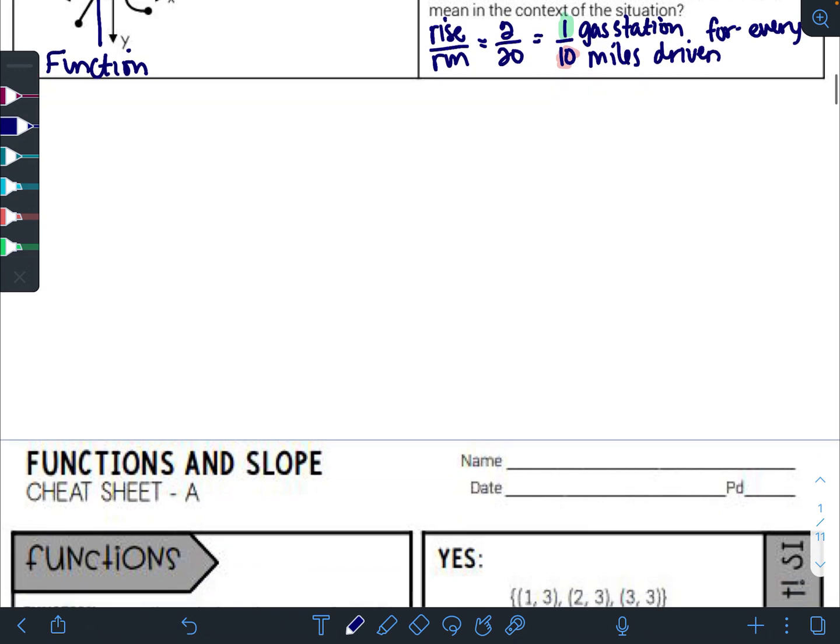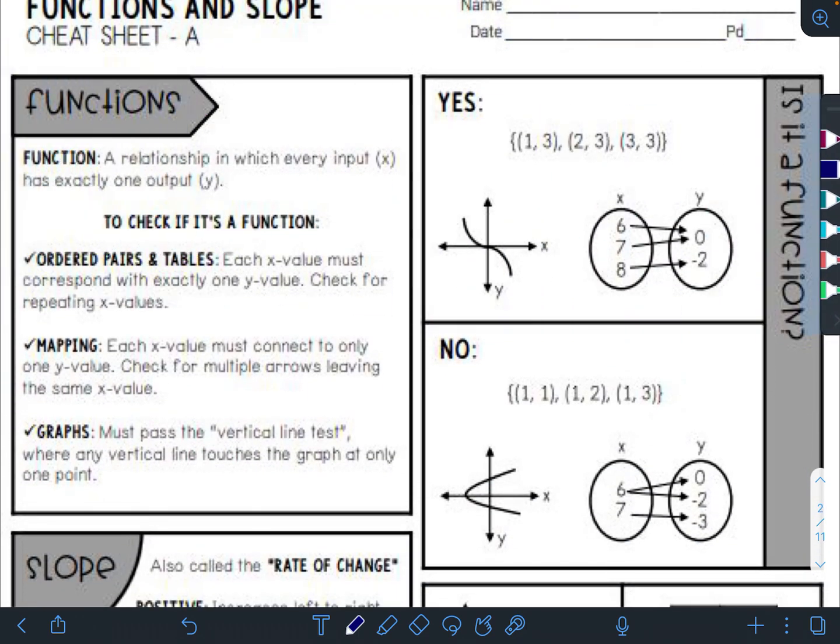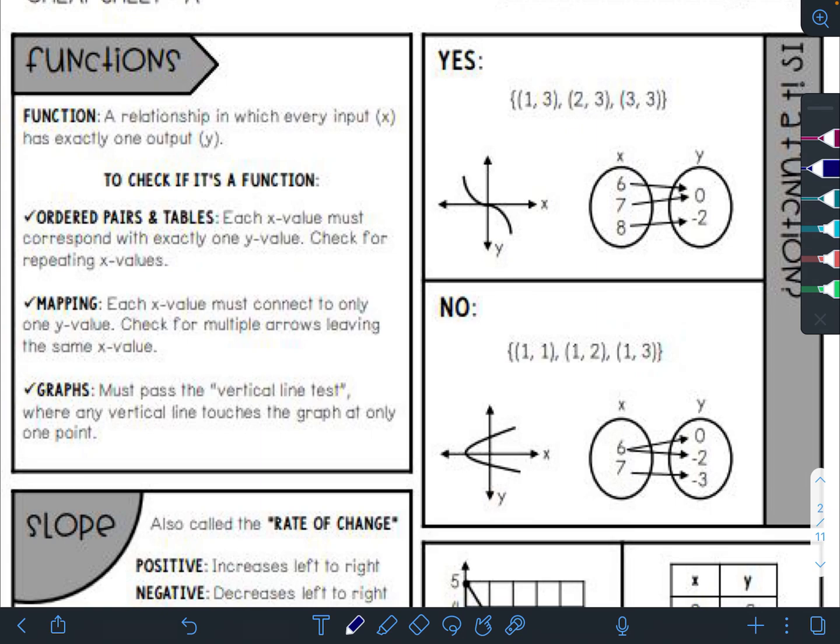So when I am looking at determining function and not a function, this just kind of goes over each of the topics that you'll see. Ordered pairs and tables. So again, each x value has to correspond with only one y value. So notice on these ordered pairs, I only have one of each x value, whereas down here my x value repeats, and that's what makes it not. So here's no, and here's yes. So if you see the difference there, for the yes, my x values don't repeat. For the no, my x values do repeat.